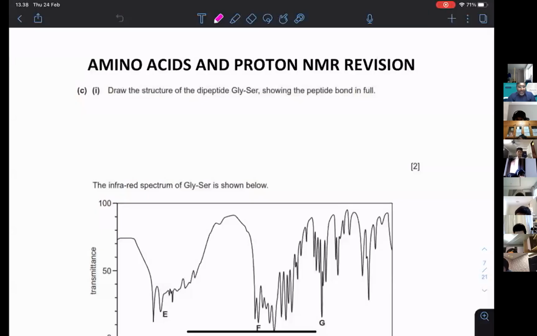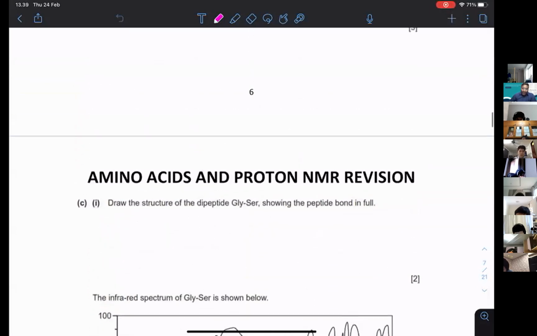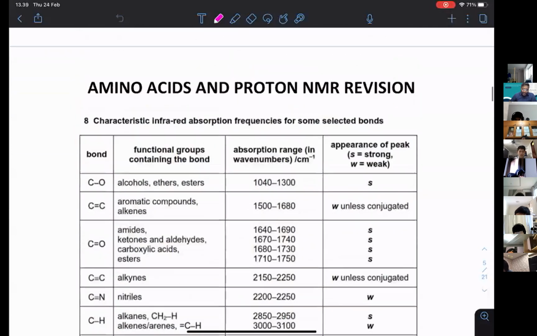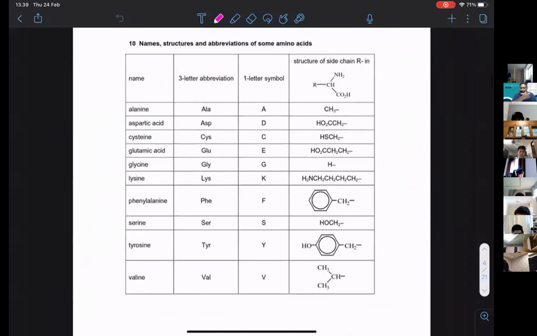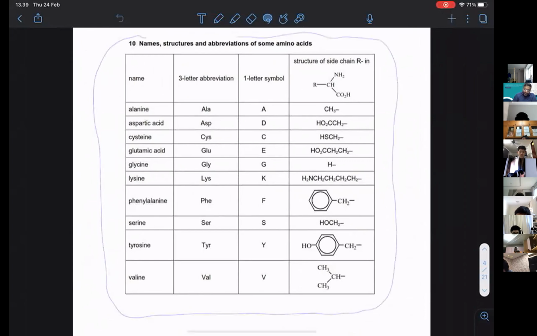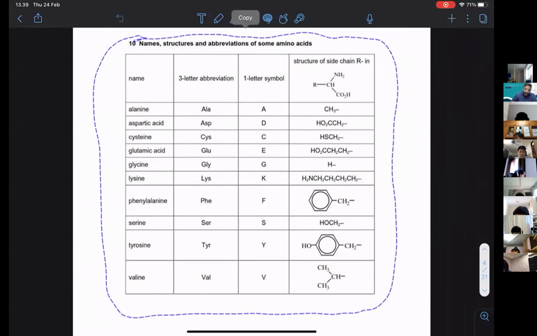So here, they are asking us to draw the structure of a dipeptide with glycine and serine. If you want to know the details about glycine and serine, you have to refer to the data booklet. And I told you the data booklet is not going to be given anymore. They will give you the data directly in the question. Please take note of that.